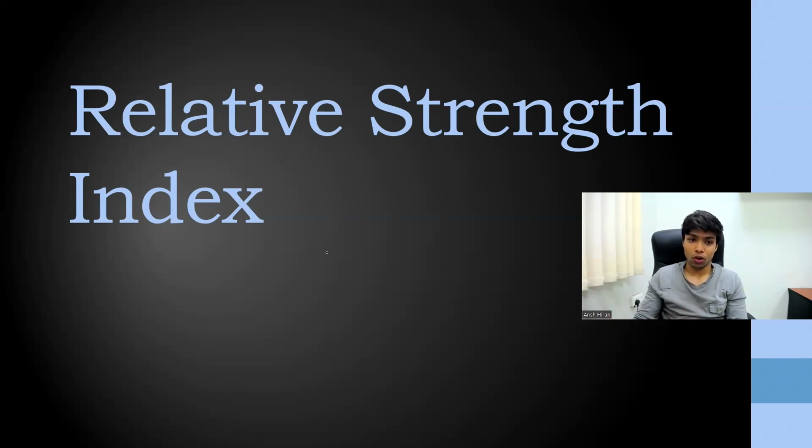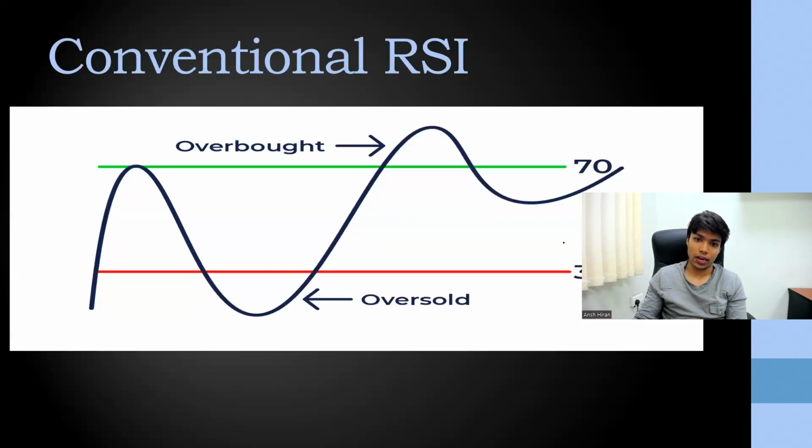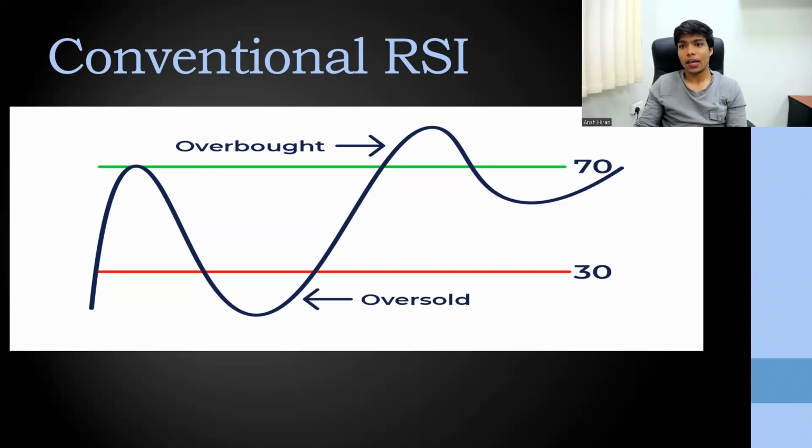That's why we use something called RSI, or relative strength index. Now there are two types of RSI. First is called conventional RSI, which you get by default on all the platforms. It looks something like this. It has two levels. First one is the 70 level that you can see over here, the upper level, and then the lower level at 30. And this black line is called the RSI line.